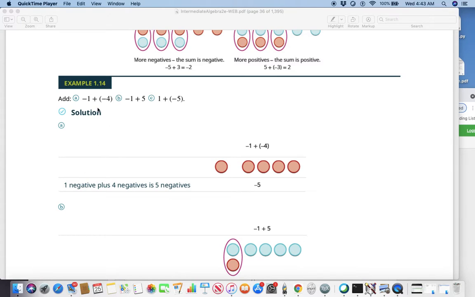Welcome back. So, here is an example of adding signed numbers. -1 plus -4. -1 gives you a red counter. -4 gives you 4 red counters. When you add them, when you combine them, you have 5 red counters, which is why the answer is -5.